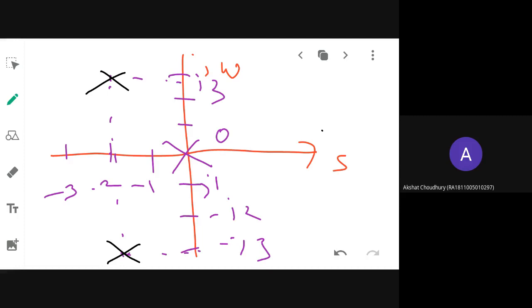Alright, so 3 poles are there. Will you tell me the pole representation? One is located at origin, so I have represented it by one cross mark. Then what are the remaining 2 roots that you are having? The remaining 2 poles are minus 2 plus or minus j3.